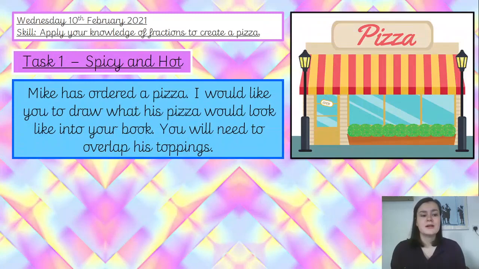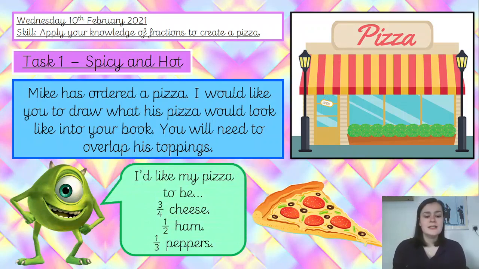Okay, if you're doing spicy and hot then, you're going to make Mike's pizza. So Mike would like you to draw his pizza, and he would like 3/4 cheese, 1/2 ham, and 1/3 peppers. So these ones will overlap slightly. So again, if you're doing the spicy or the hot challenge, pause the video now, and you can have a go at this, please.